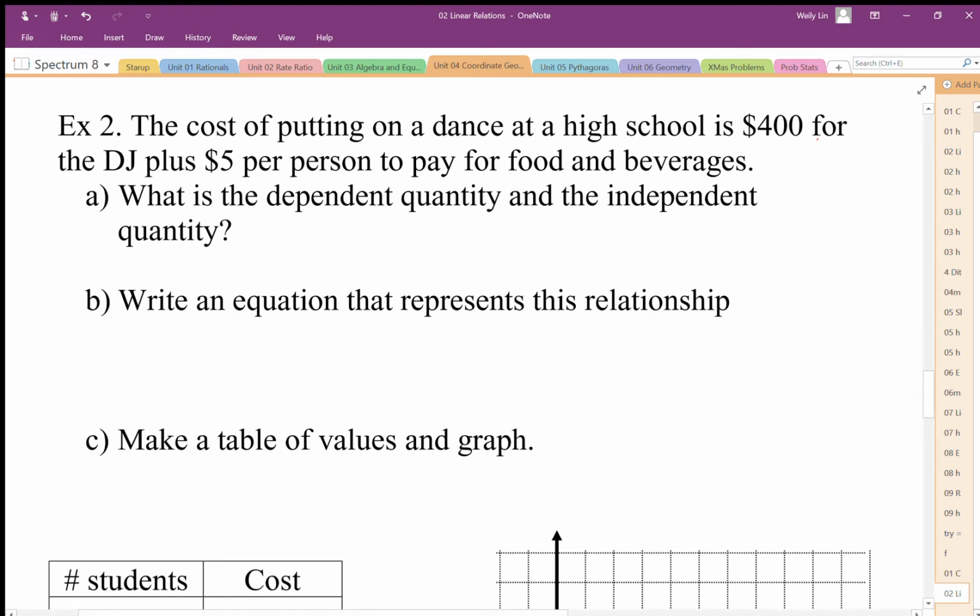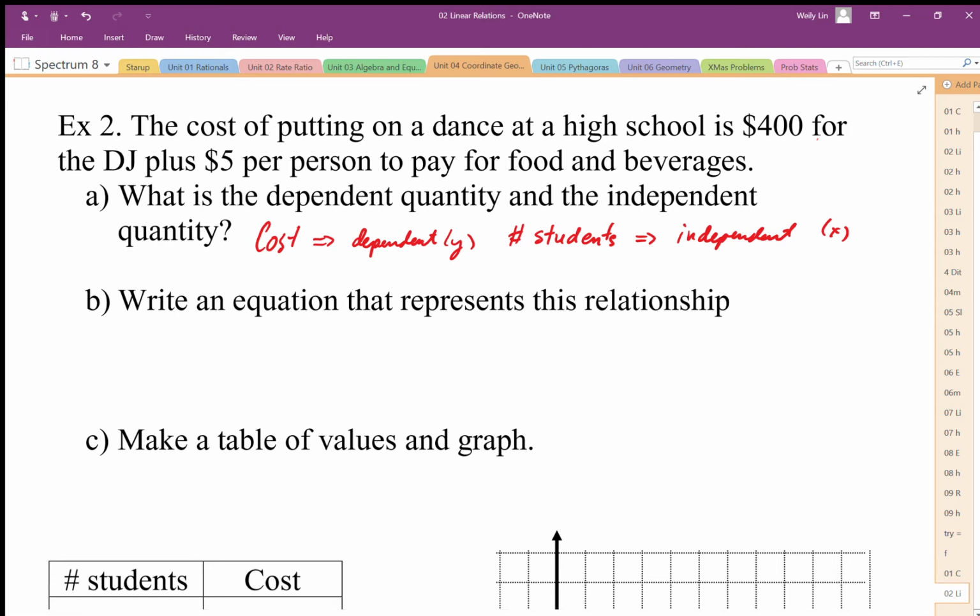Well, in this case, the dependent quantity is the cost. So that is my dependent. Okay, the independent is the number of students coming to the dance. And that is my independent. Okay, now my independent is my x variable or horizontal. My dependent variable is my y variable or the vertical.